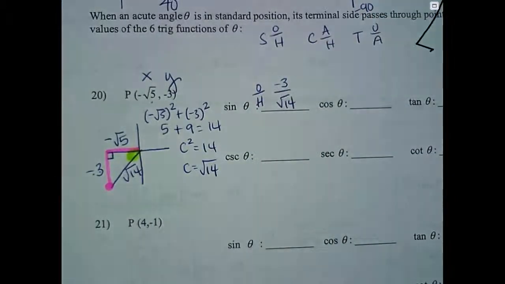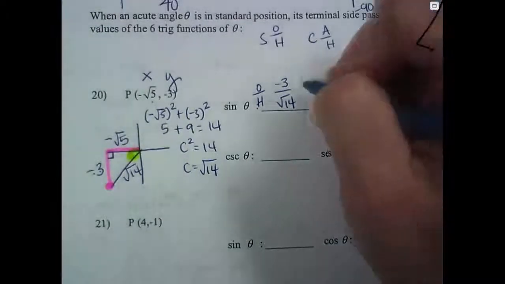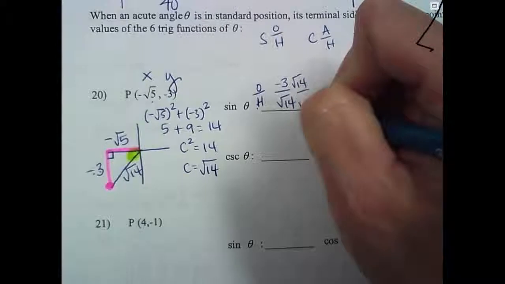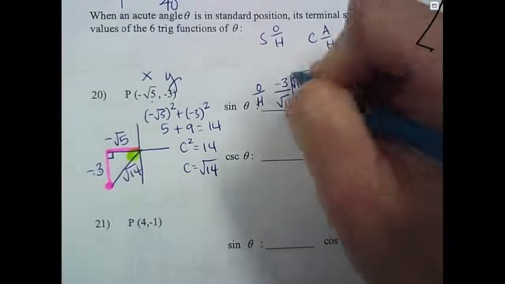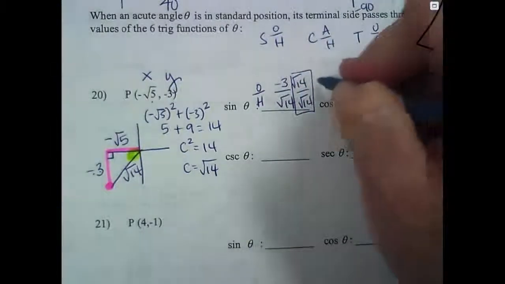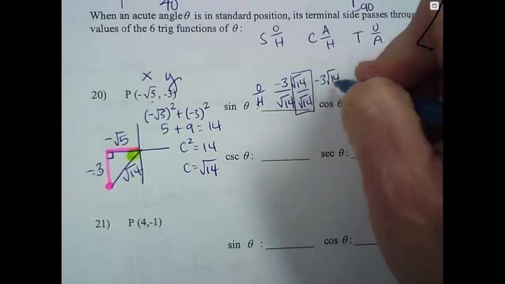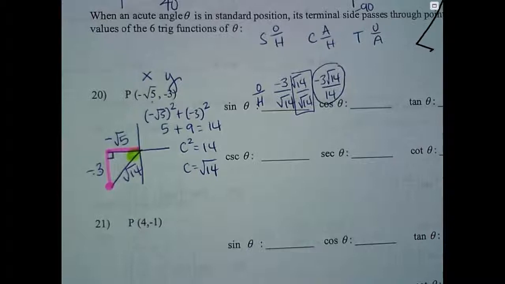Are we allowed to leave a radical in the denominator? No. So we multiply both by root 14, remember? Like it's an imaginary 1. So you'll have negative 3 root 14 over 14. Kind of ran out of room, I'm sorry. You try cosine. Try cosine.